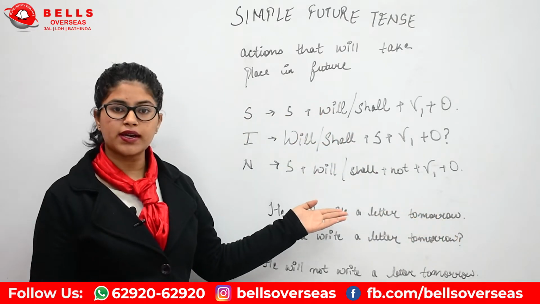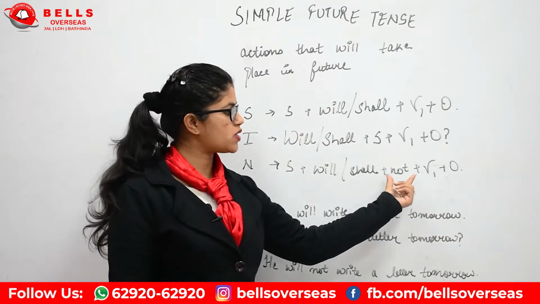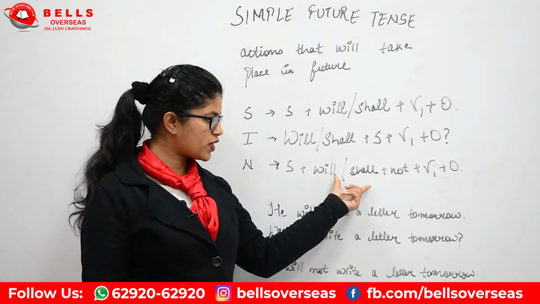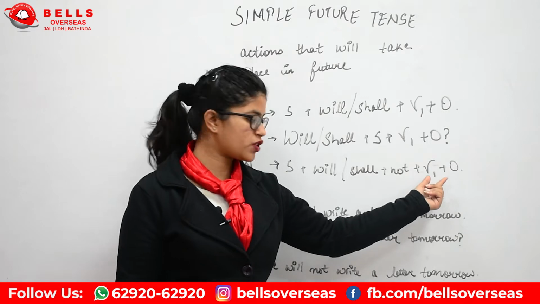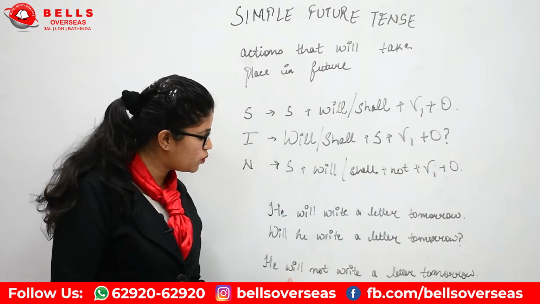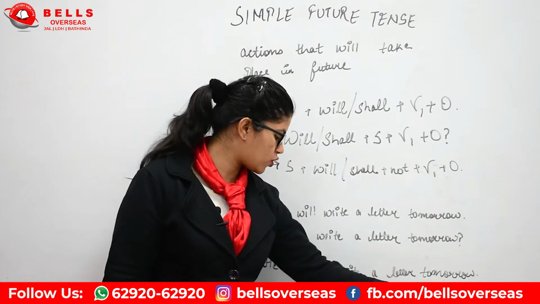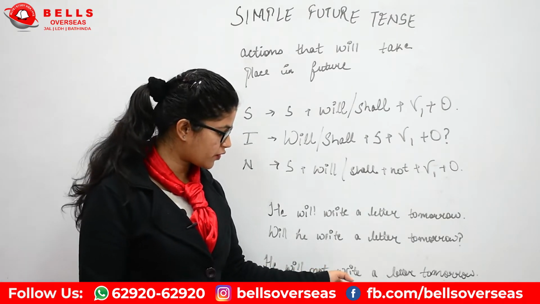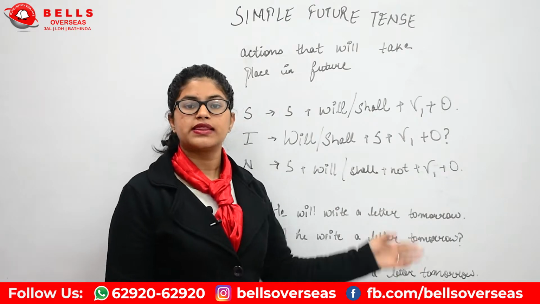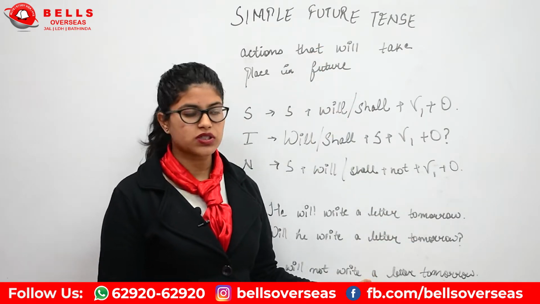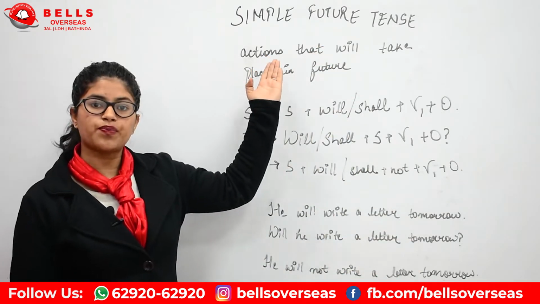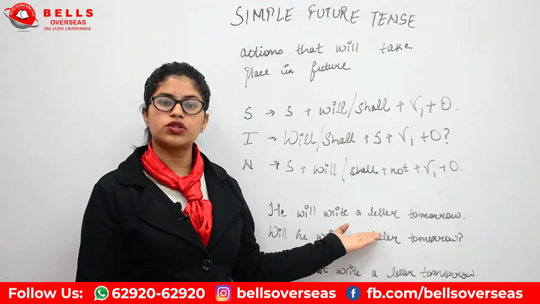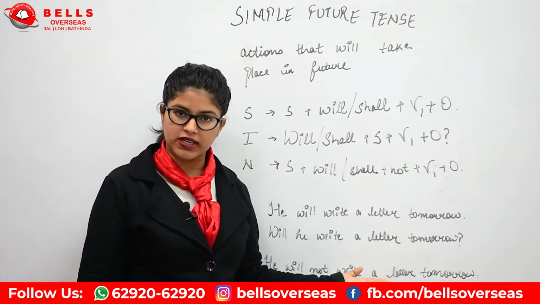Now when I have to turn it into negative, I'll just place the word not after my helping verb. Subject plus will shall plus not plus verb first form plus object. He will not write a letter tomorrow. This is all about simple future tense. Where do we use it and how do we use it? I hope this is clear, and further we'll move to the next type, which is future perfect tense.